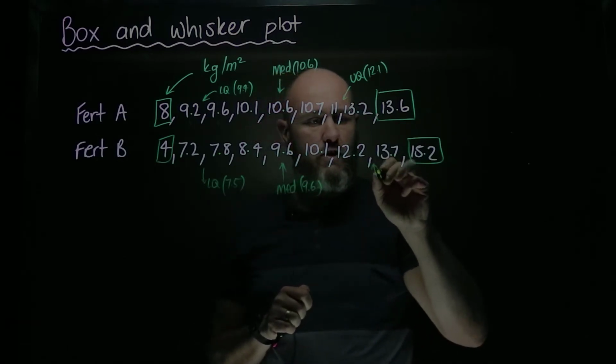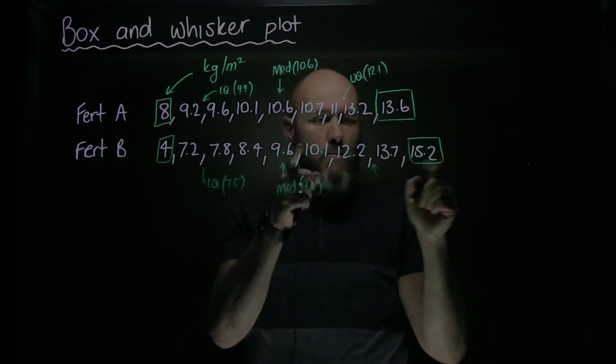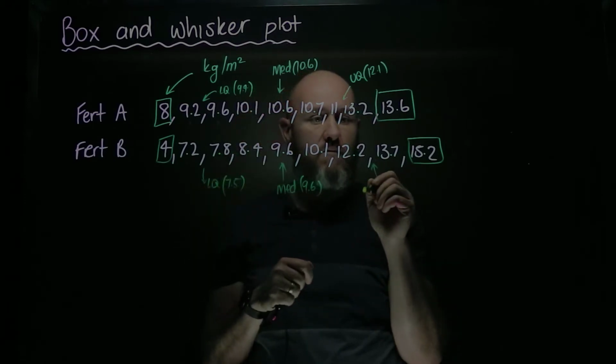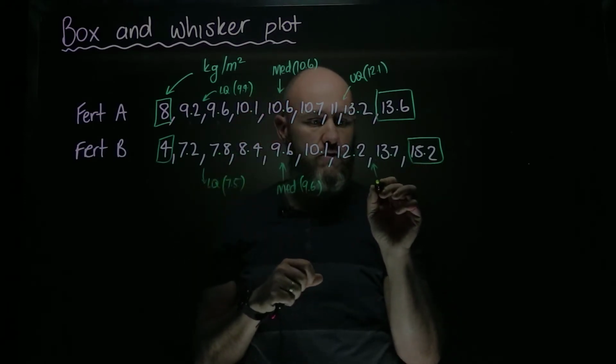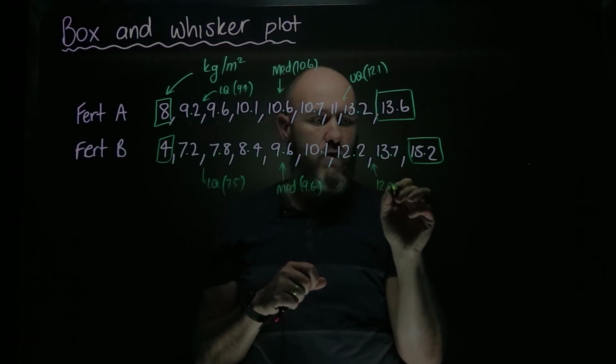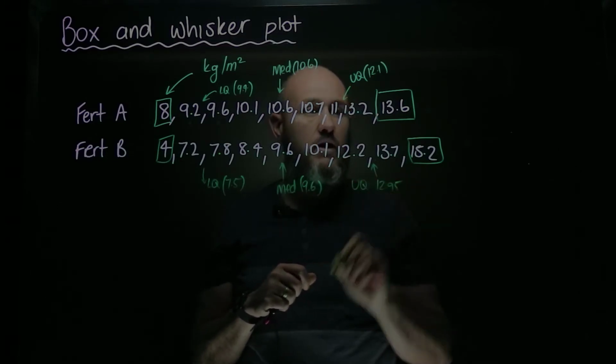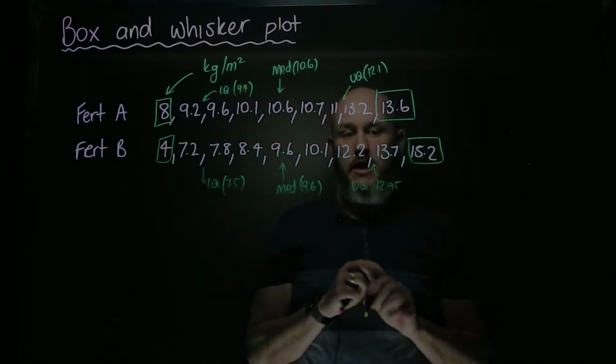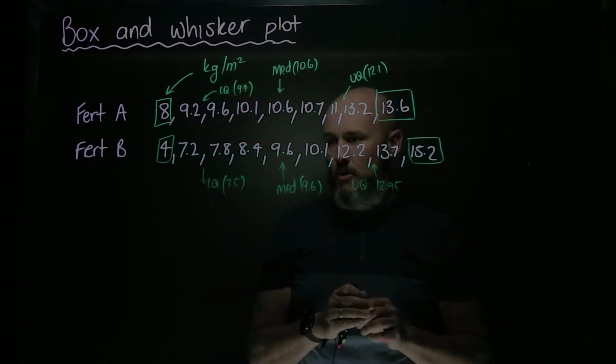And the upper quartile here is between those two because we're looking at the top half. And so 12.2 and 13.7 added together is 25.9. Divided by 2 is 12.95, our upper quartile here. So there's the information that we need and we can use it to draw our box plots now.